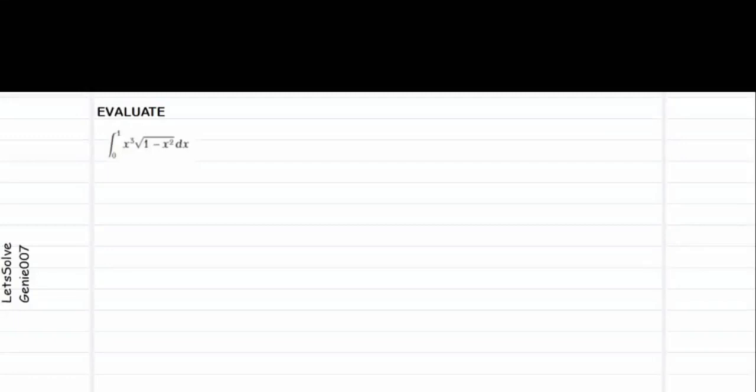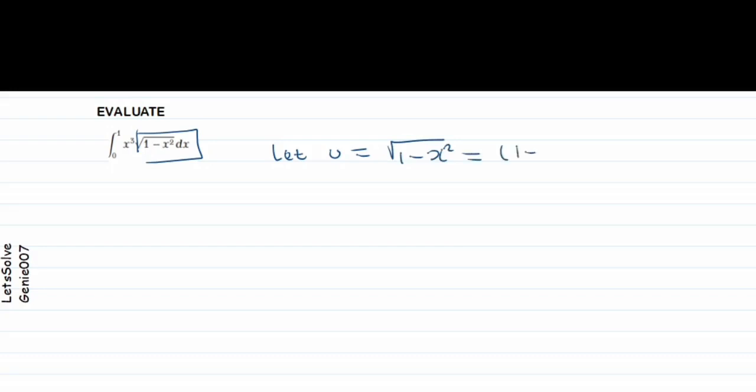So we have been asked to evaluate the integral of x to the power 3 multiplied by the square root of 1 minus x squared. To handle this one, we're going to use u substitution, where I'll say let u be equal to the square root of 1 minus x squared. So to write this, we are going to have 1 minus x squared to the power half.